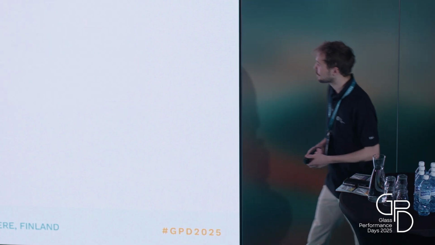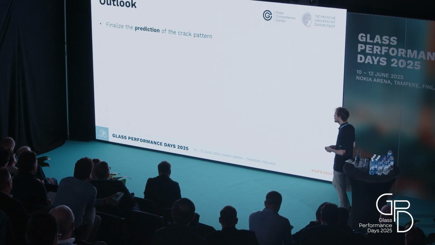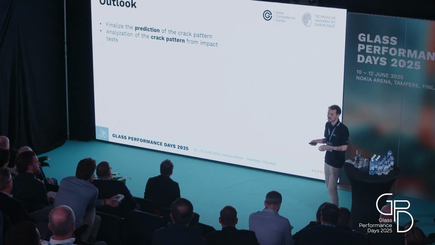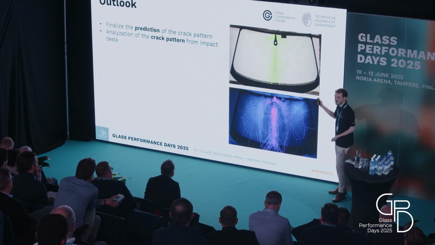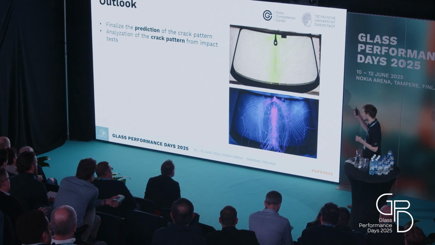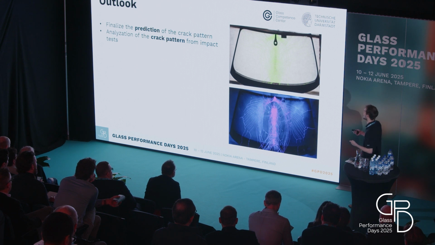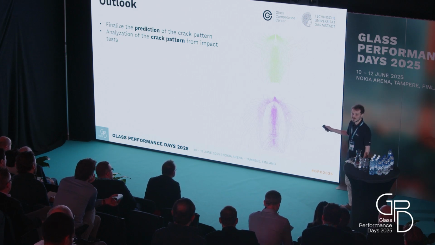Okay, for an outlook, the first thing, as I said, we need to finalize the prediction of the crack pattern. And something we want to do here is to actually analyze the crack pattern that we get out of the experiment. So I got you here two pictures. This is the same windscreen from a head impact test, and through some post-processing and some playing with lights, we could pretty much separate the pictures for the crack pattern of both panes. And when I just delete out the actual pictures behind it, we can see that these crack patterns differ significantly.